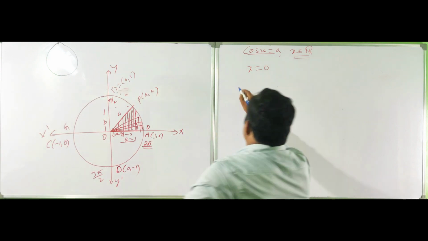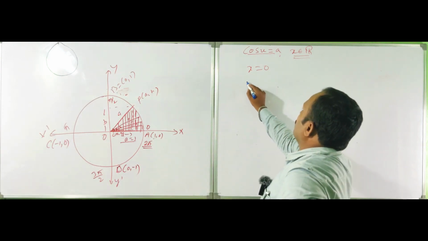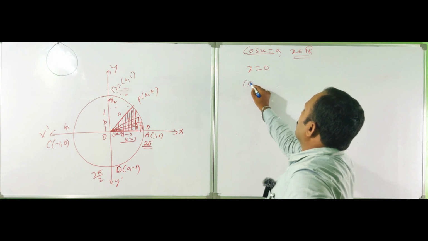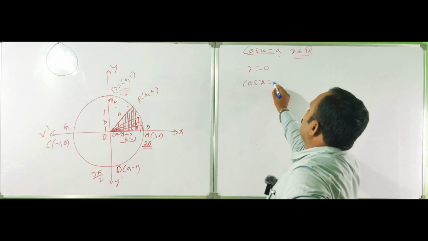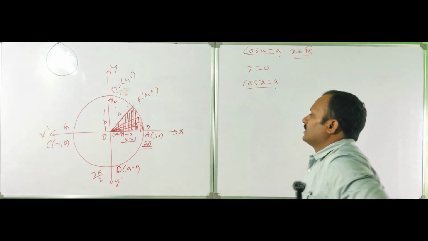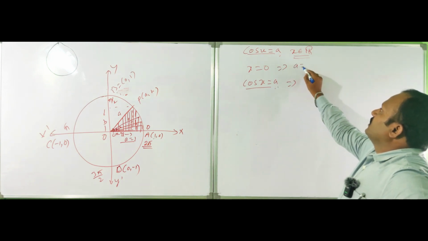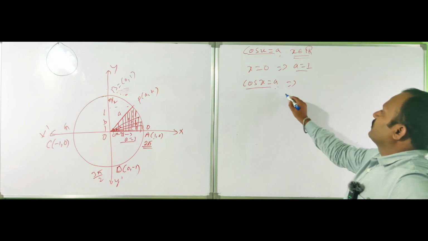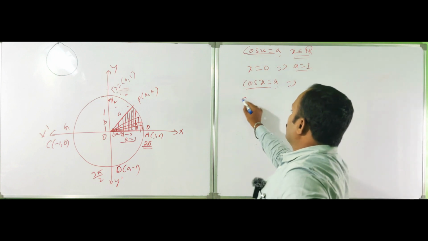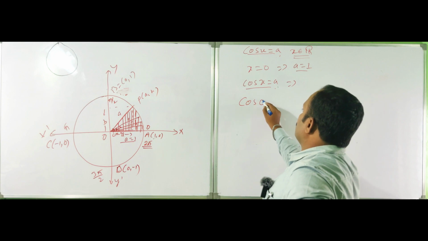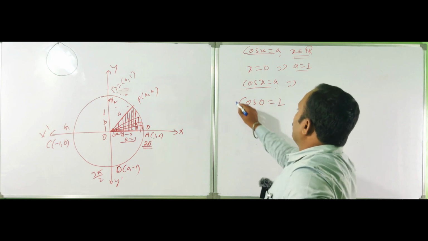What is our concept? Cos x is equal to A. This implies that if x is equal to 0, then A is equal to 1. Therefore, cos 0 is equal to 1.